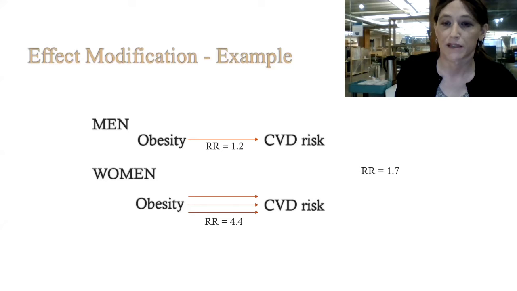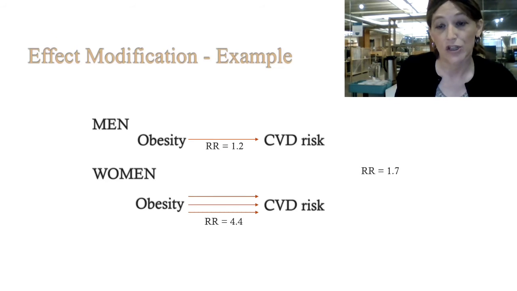So this would look a little bit different than what I showed you with age, where age was confounded with the relationship. All we're saying here is that in these different strata, the risk associated with obesity is different. So in the case of men, the relative risk is 1.2, a relatively weak effect. We'd say that's only a 20% increase in risk of cardiovascular disease. But among women, the relative risk is 4.4, meaning a 4 times increased risk of developing cardiovascular disease given obesity.